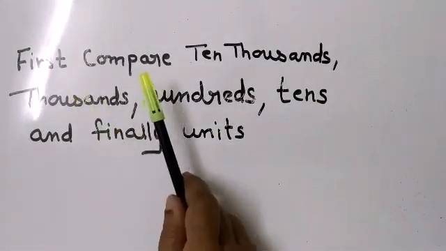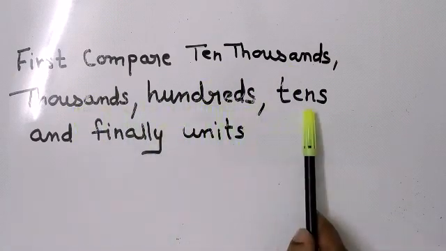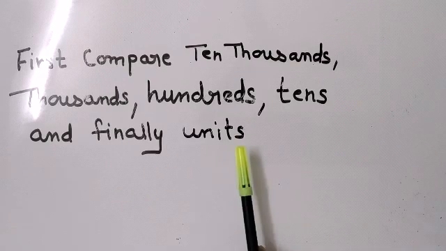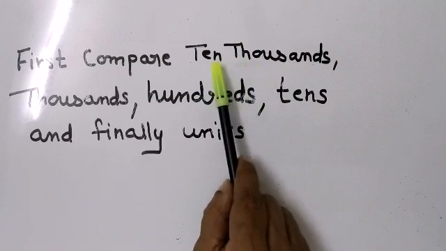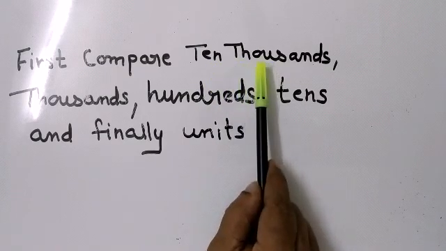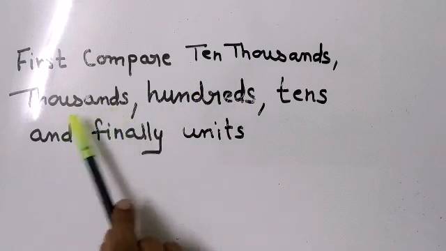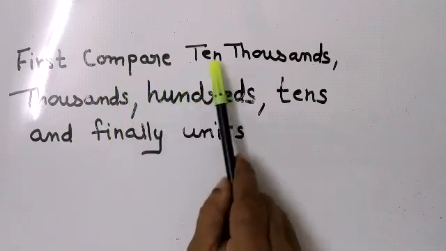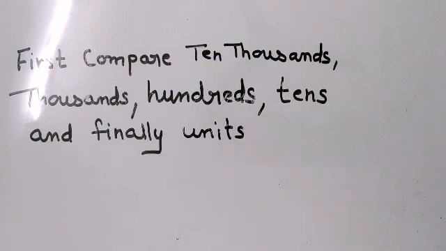You will first compare 10,000s, thousands, hundreds, tens and finally units. When you compare, you begin from the left to right, the highest order. If you have place value up to 10,000, you will compare 10,000 first. And if you have place value like thousands, then you compare thousands first. Whichever is your highest place value, you will compare that first, from high order to the low order. You are going from higher to lower.